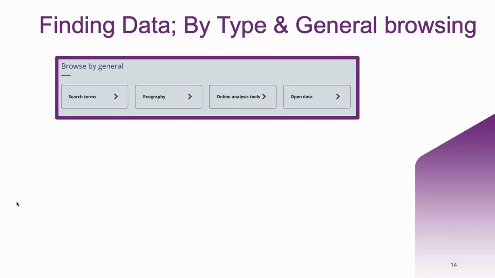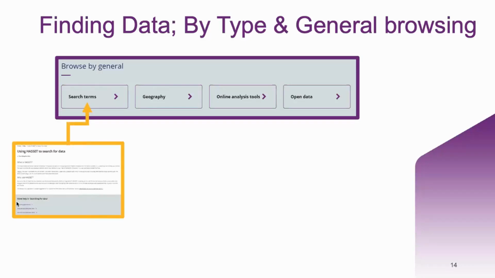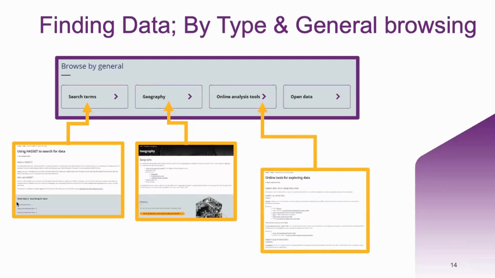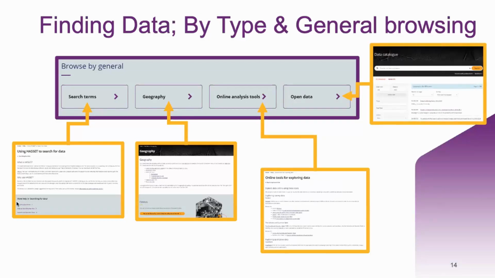On that same page, a little bit further down, is browse by general. You can browse by search terms, by geography, by online analysis tools, or you can search for open data. Again, you'll have the option to view all or view key data sets. If you were to click on search terms, you'd get something like HACCP, which we will talk about later. By geography, you'll get the option to search by country. Online analysis tools will take you to some of the tools that we'll talk about more later. And open data will direct you to our data catalogue, so you can search for any open data.